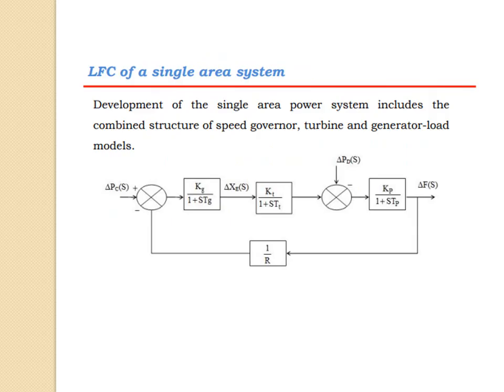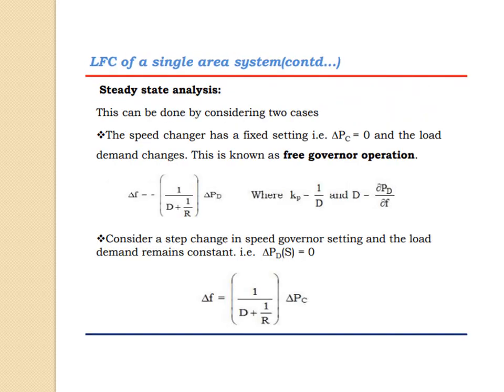Next we discuss the load frequency control of a single area system. For the single area system, first we generate the turbine model, generator model and the transmission line model. So this is the load frequency control of a single area system load model. First one is the governor, turbine and load model. The three elements are connected in series. One summing point, PCS, and the output del F of S is fed back through the feedback element 1 by R, connected to the PCS. For steady state analysis of the single area system, it can be divided into two cases.